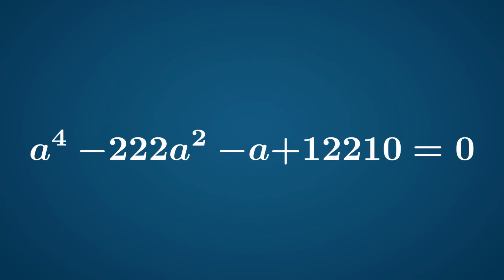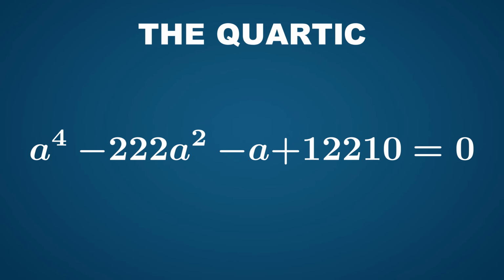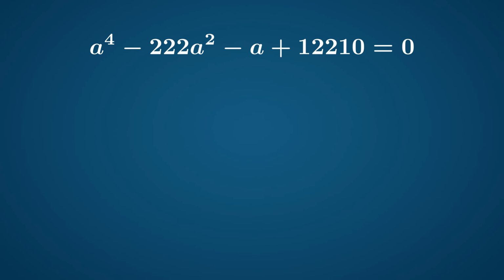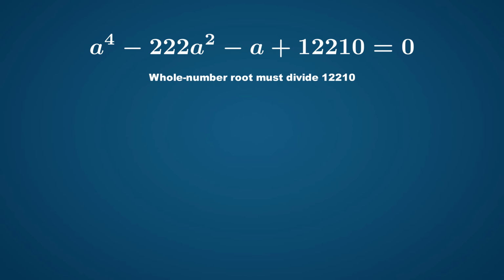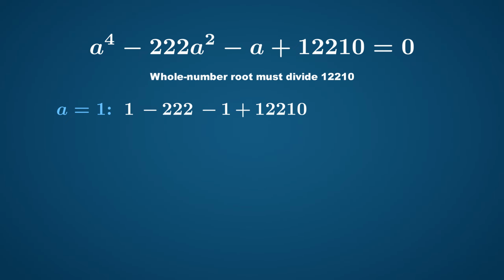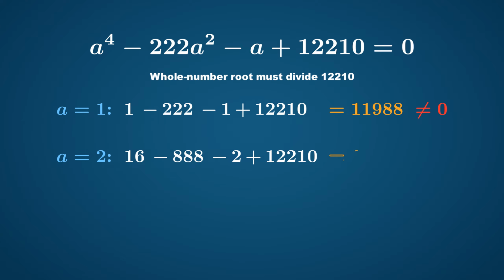Everything collects into a single quartic equation. A to the fourth minus 222a squared minus a plus 12,210 equals 0. The leading coefficient here is 1. So if this quartic has a whole number root, that root has to divide the constant term, 12,210. Let's test some. A equals 1 gives 1 minus 222 minus 1 plus 12,210, which is 11,988, not 0. A equals 2 gives 16 minus 888 minus 2 plus 12,210, which is 11,336, not 0 either.